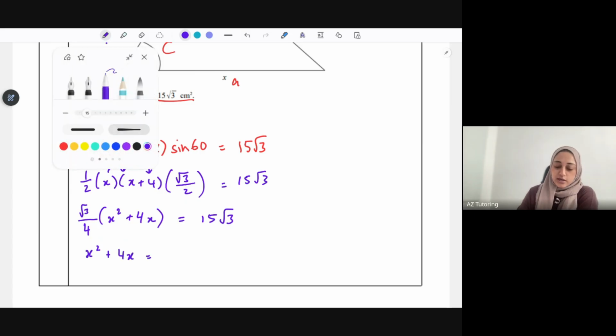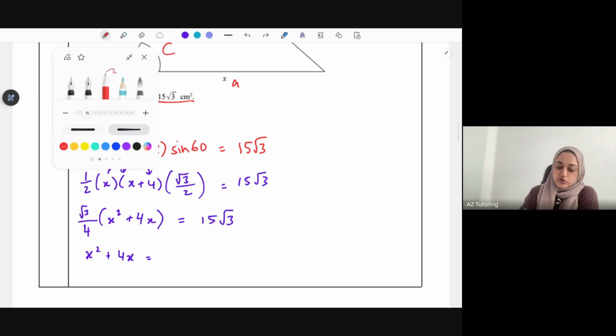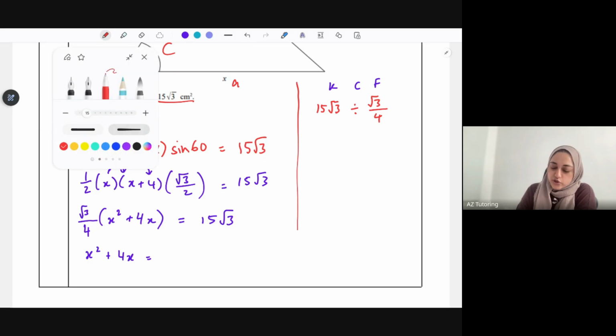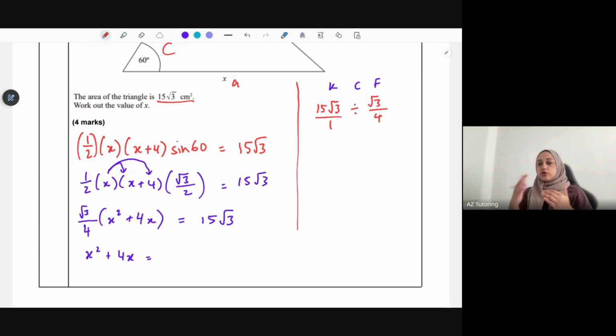I'll show you how to do this in a non-calculator way, just in case this is a non-calculator paper question. If I'm doing 15 root 3 divided by root 3 over 4, this is just our normal fraction rules: keep, change, flip. I'm going to change that first number to a fraction by putting it over 1. Keep the first fraction, 15 root 3 over 1, change the divide to a times, and flip the second one over, so we get 4 over root 3.